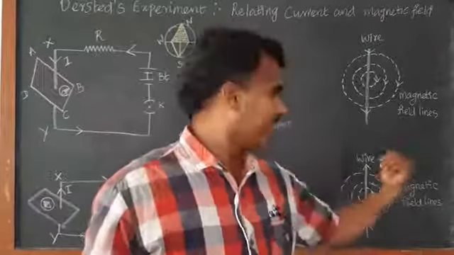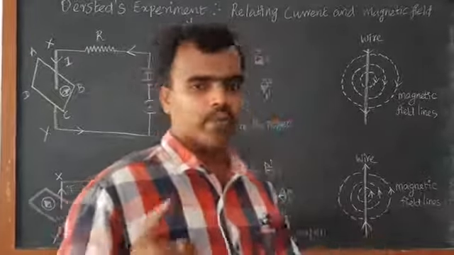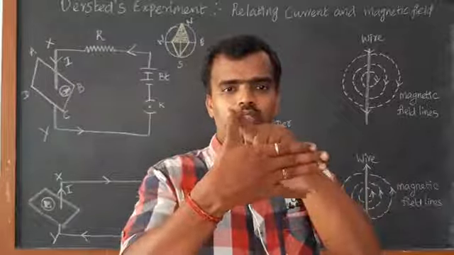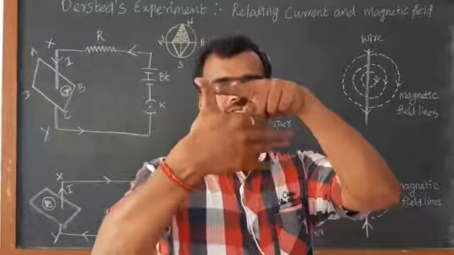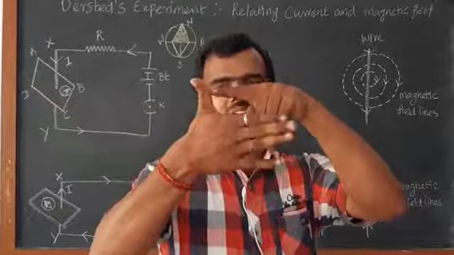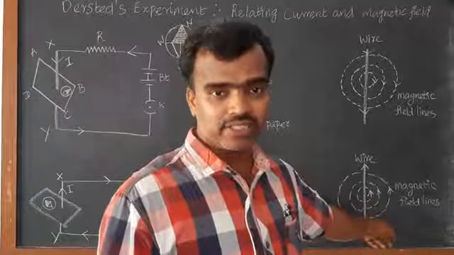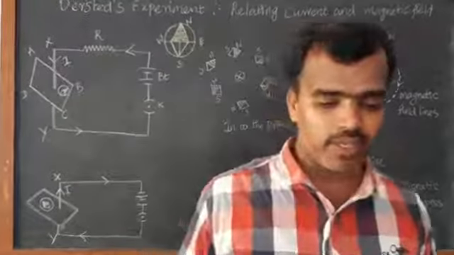And what is the second diagram we have? Out of the paper. Out of the paper means the current direction is from bottom to top. So at that time, my thumb indicates the current direction, and the rest of the fingers, how are they moving? In the anti-clockwise direction. Only by using the right hand thumb rule can we identify the direction of the magnetic field as well as the current here. I hope you understand well.